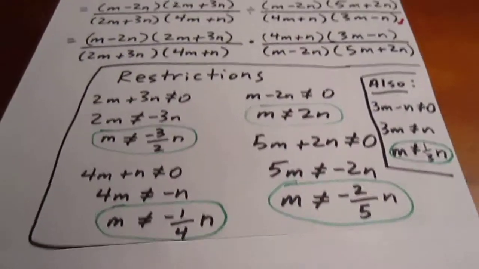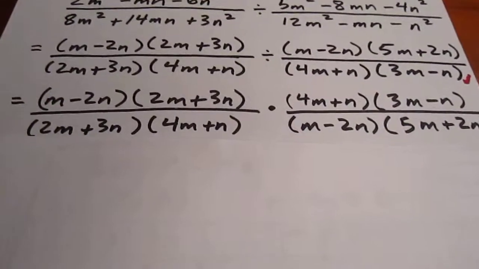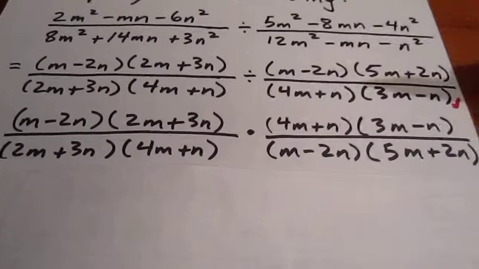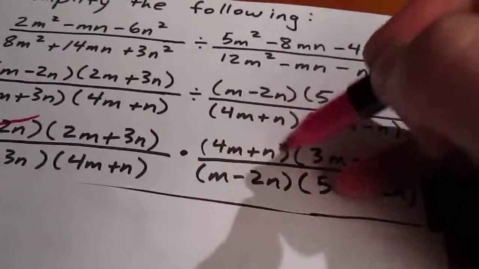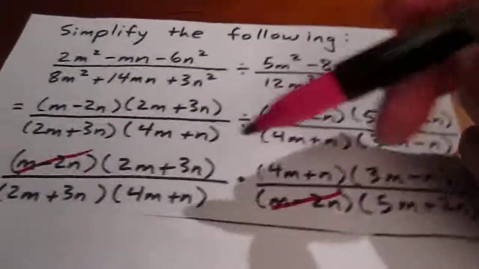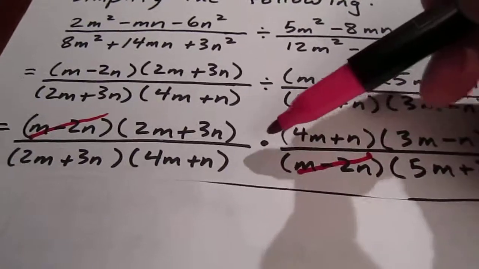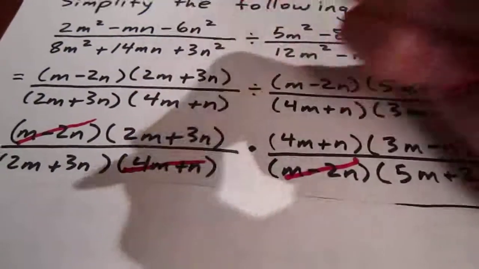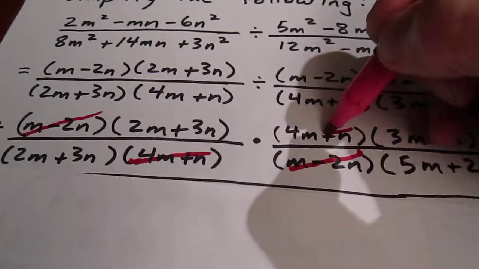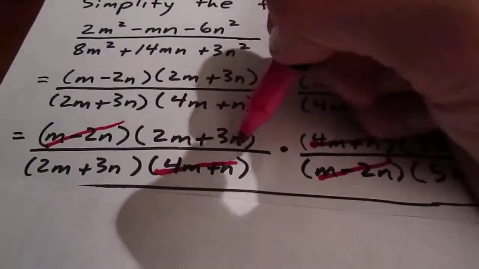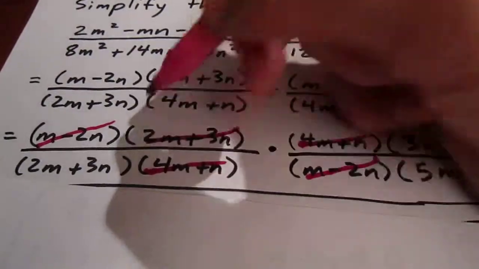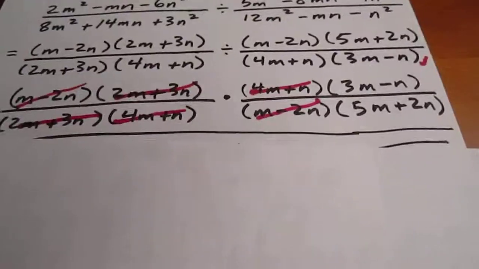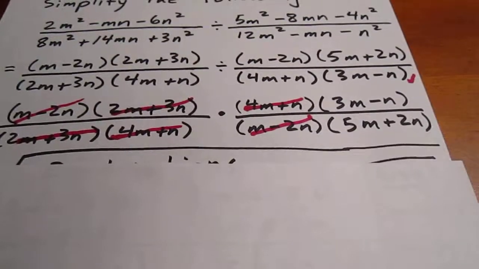So now that we've stated our restrictions, we can do our dividing. m minus 2n divides out of the first numerator and the second denominator, and we're allowed to cross out, so to speak, across the fractions because we're multiplying. 4m plus n is divided from the first denominator and from the second numerator. 2m plus 3n is divided from the first numerator and the first denominator. And we're left with 3m minus n over 5m plus 2n.